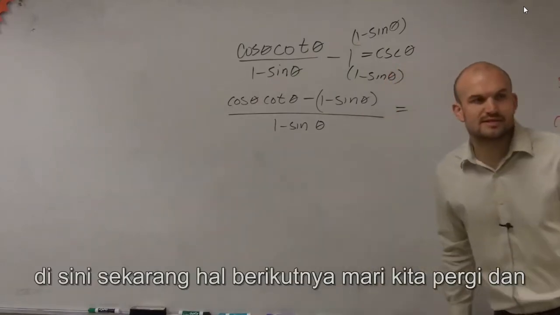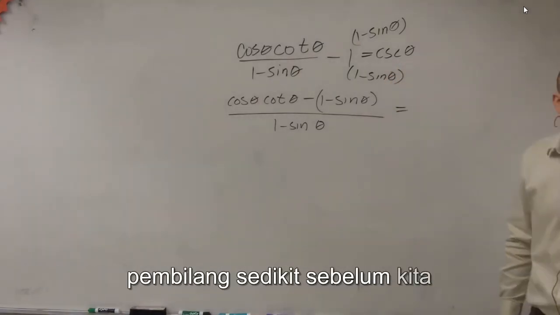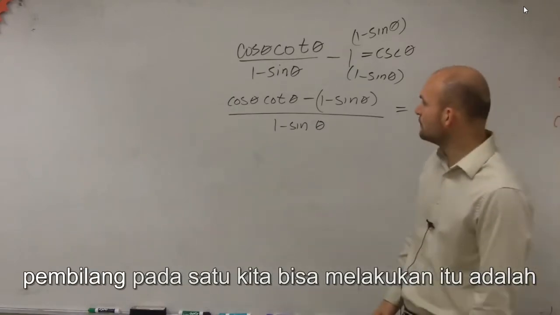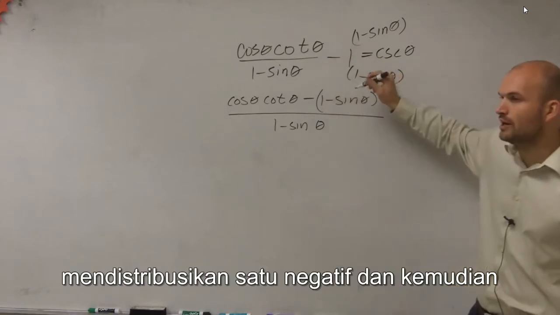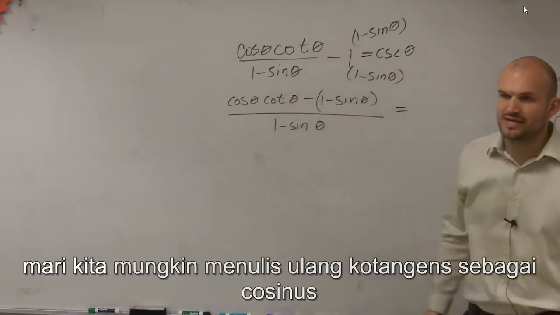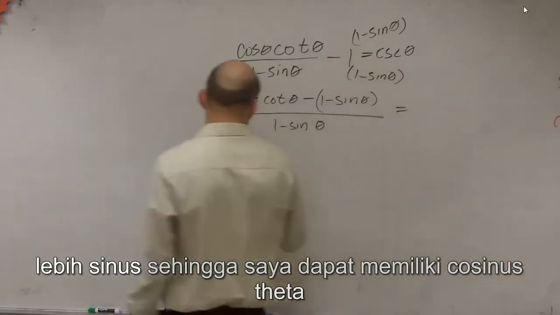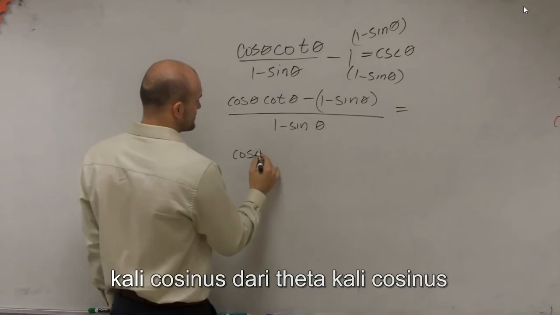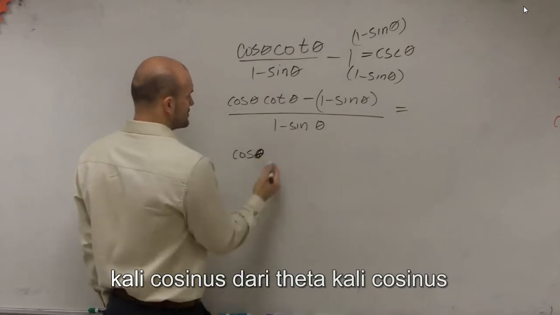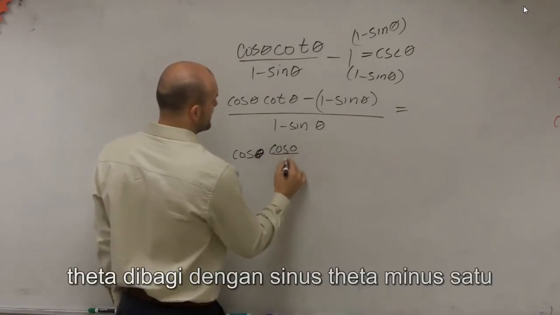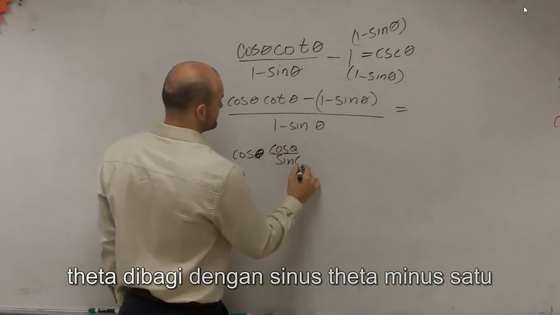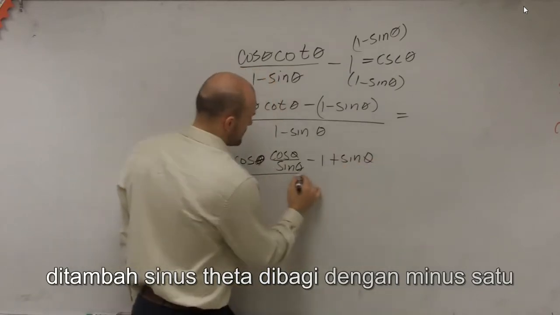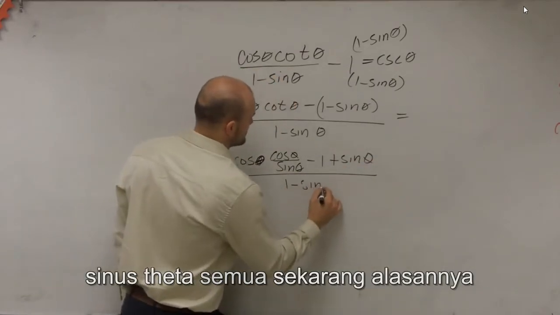Now the next thing is, let's see if we can simplify our numerator a little bit before we get somewhere. One way we could do that is distribute the -1. And then let's rewrite cotangent as cosine over sine. So I could have cosine of theta times cosine of theta divided by sine of theta minus 1 plus sine of theta, divided by 1 minus sine of theta.